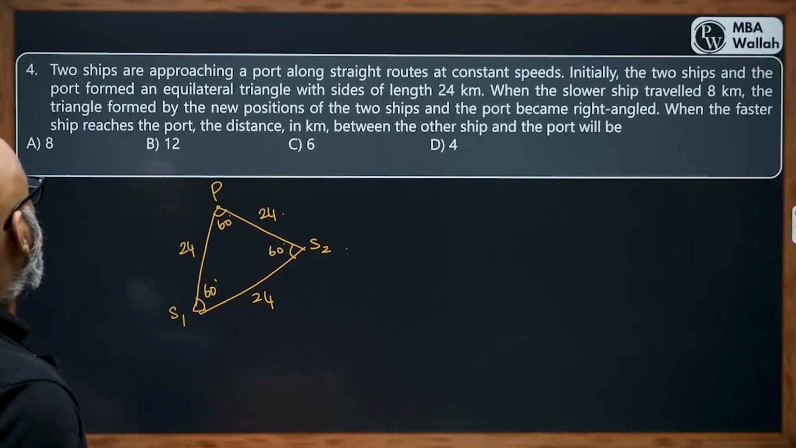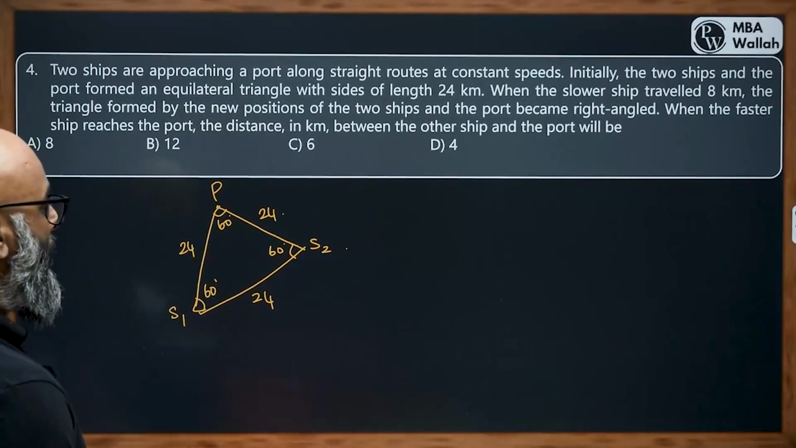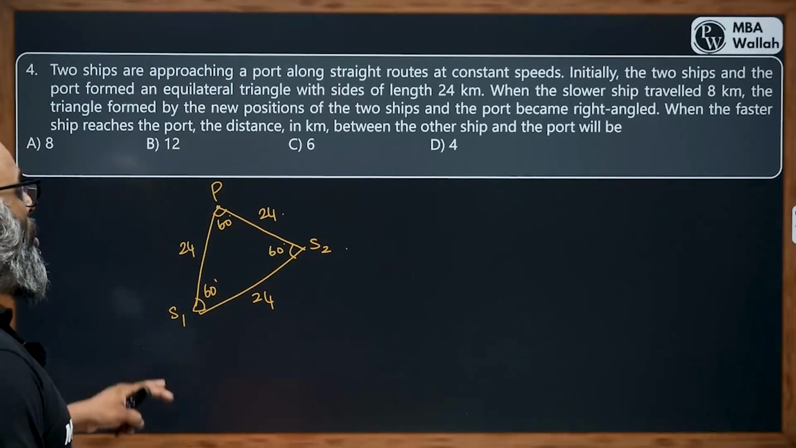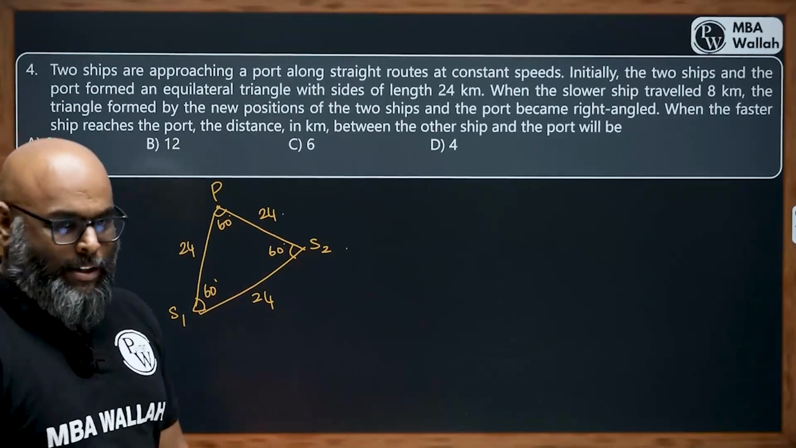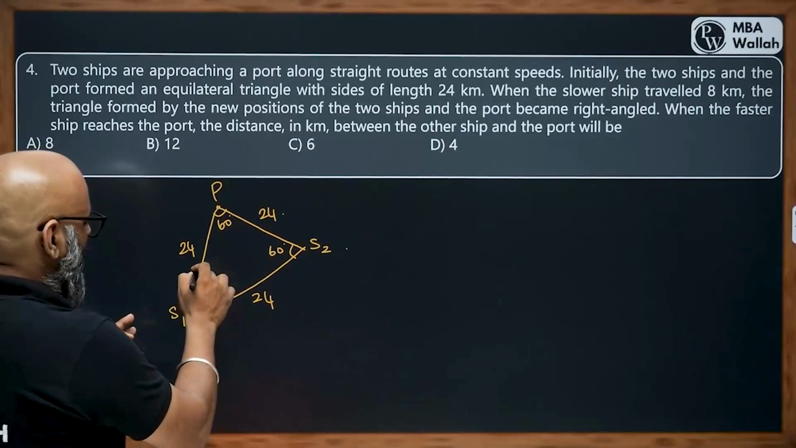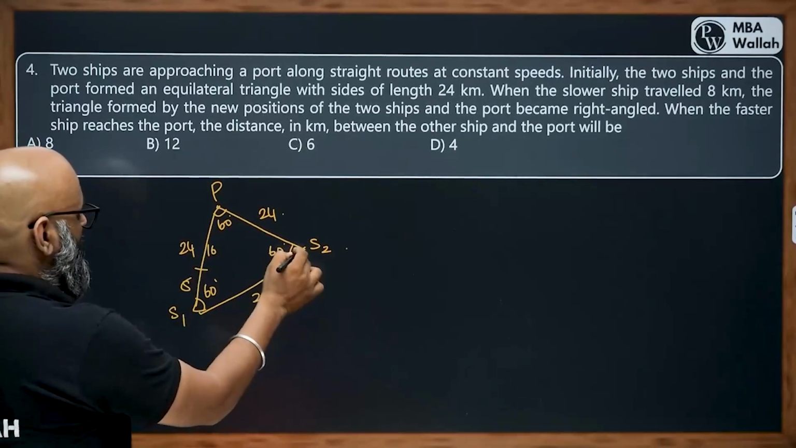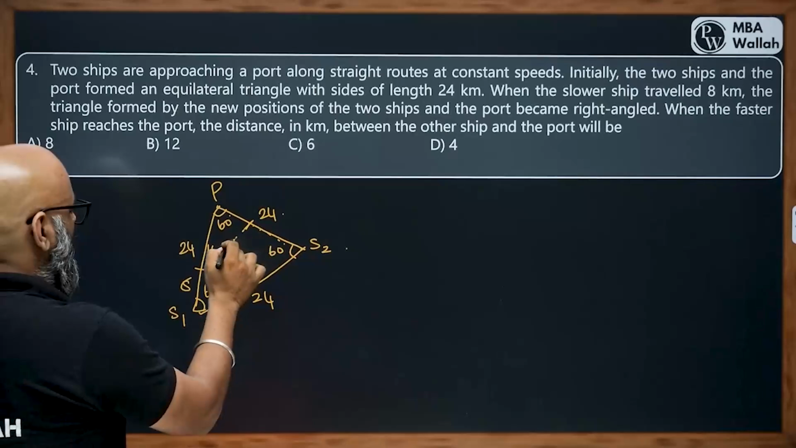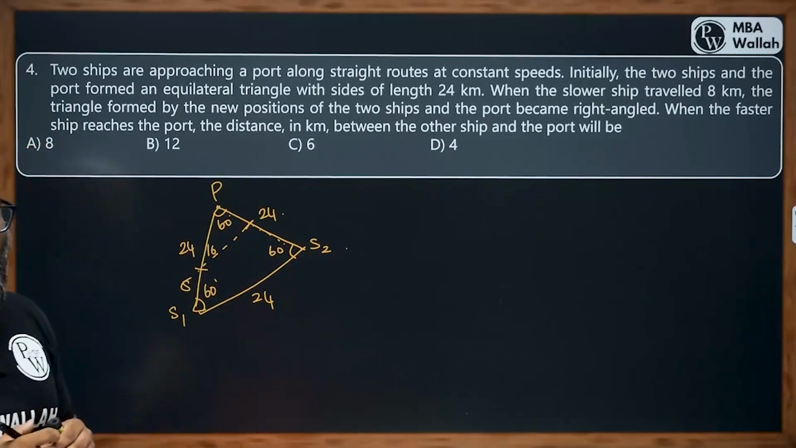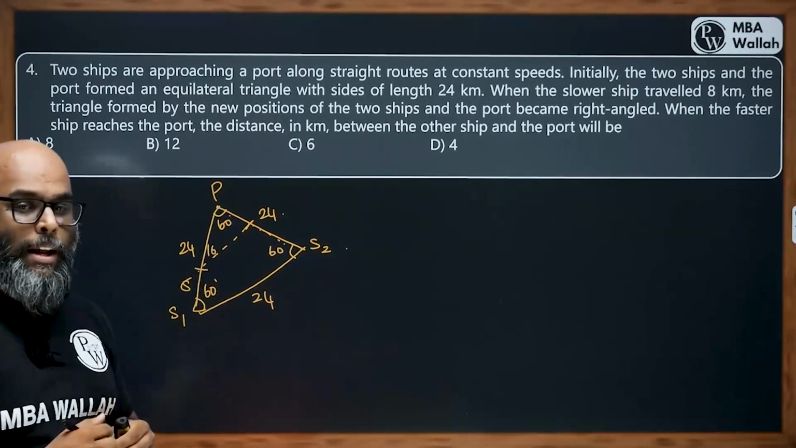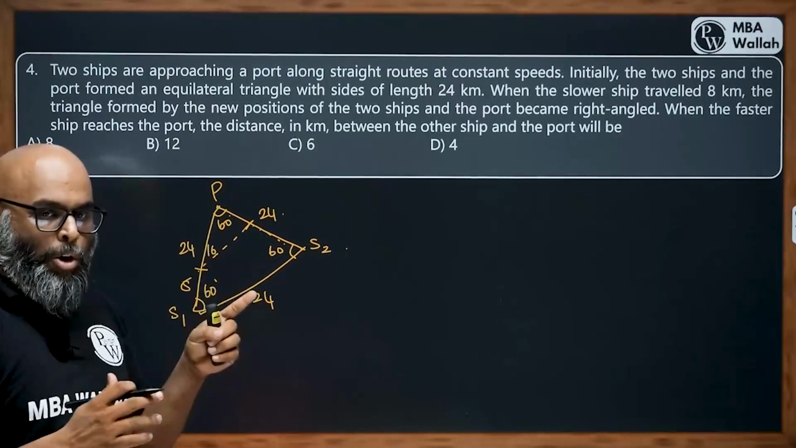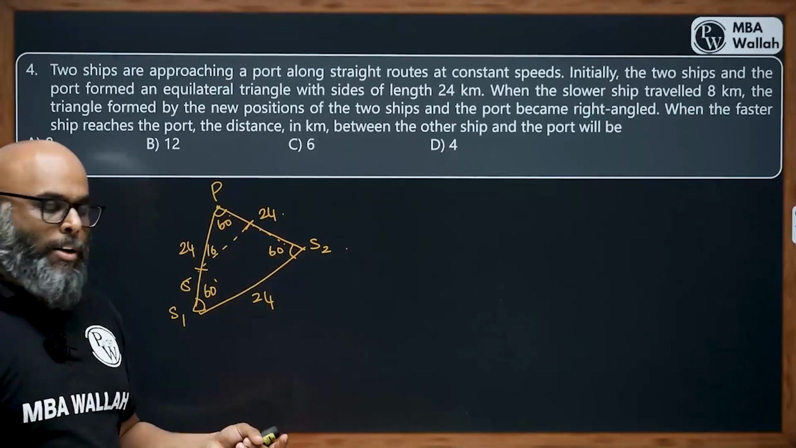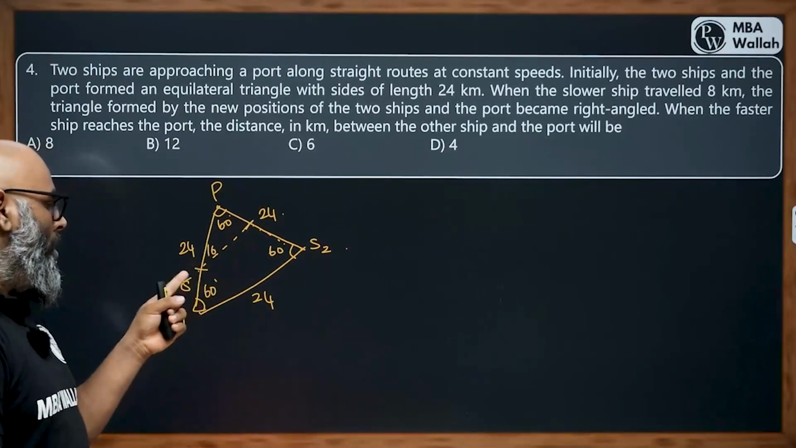Now, when the slower ship traveled 8 kilometers, the triangle formed by the new positions of the 2 ships and the port became a right-angled triangle. Oh, interesting. Now, when this ship moves 8 kilometers, this one moves some distance, and then the triangle formed is right-angled. But the question I have is, which angle would be the right angle? They are traveling in straight lines. So the angle formed at the port is still 60 degrees only. So the 90 degrees is happening either here or here.